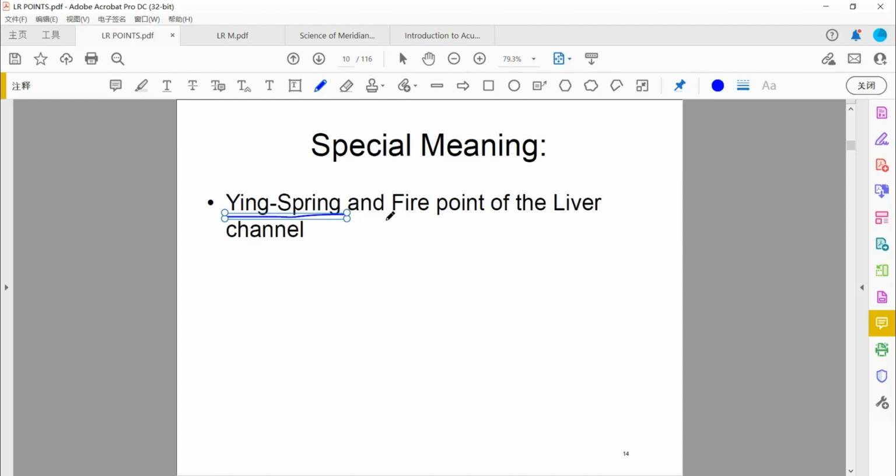And this one is the fire point, it's the son point. So we can reduce on this point to clear the liver fire.